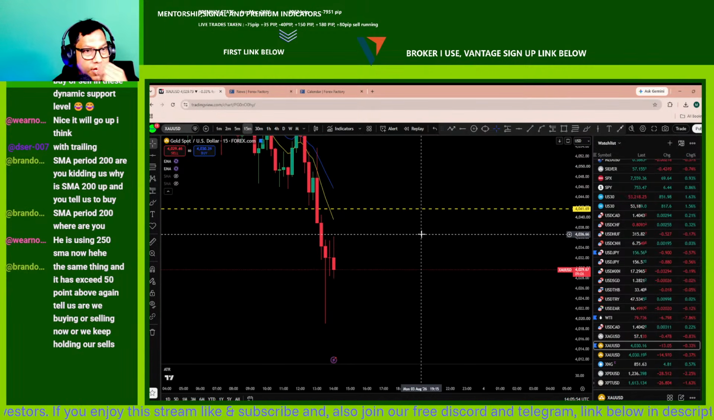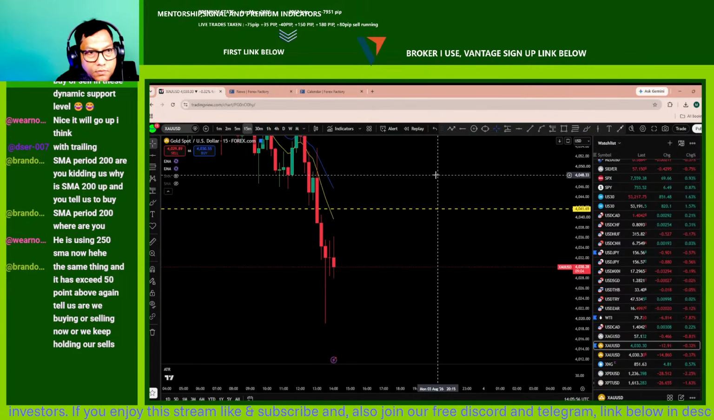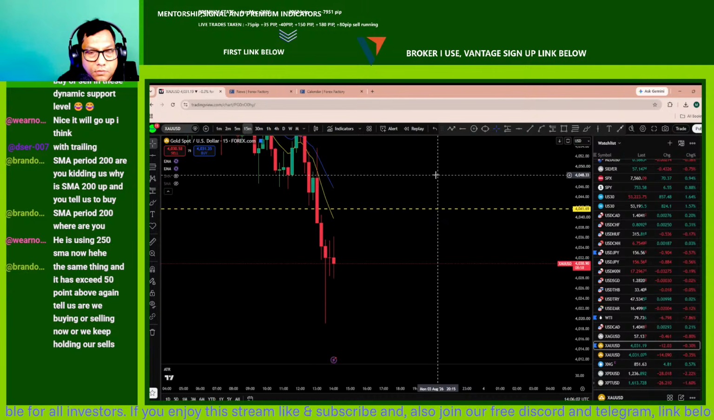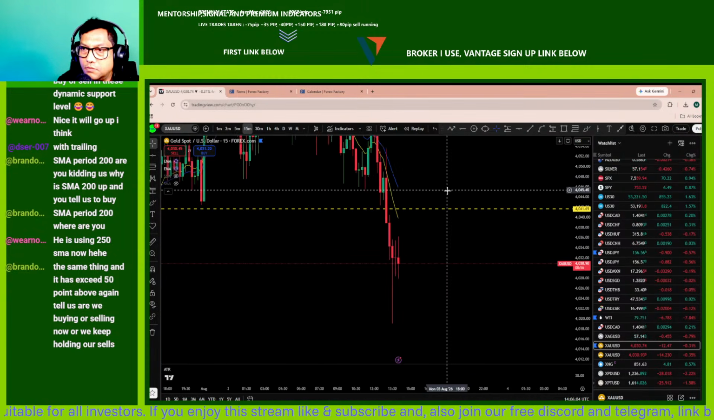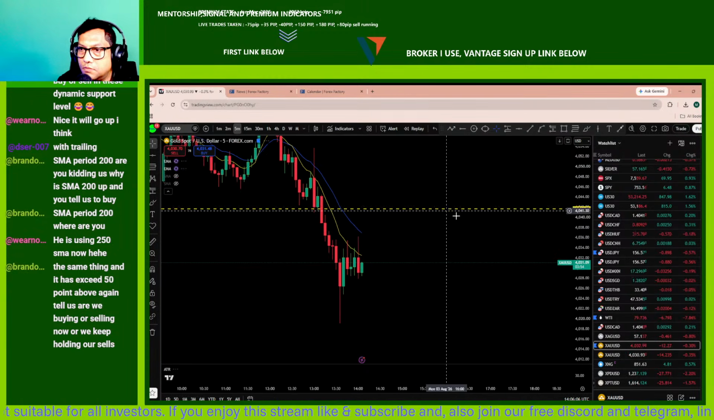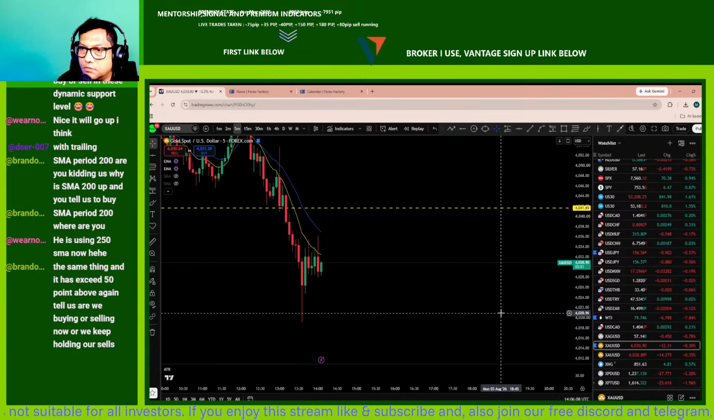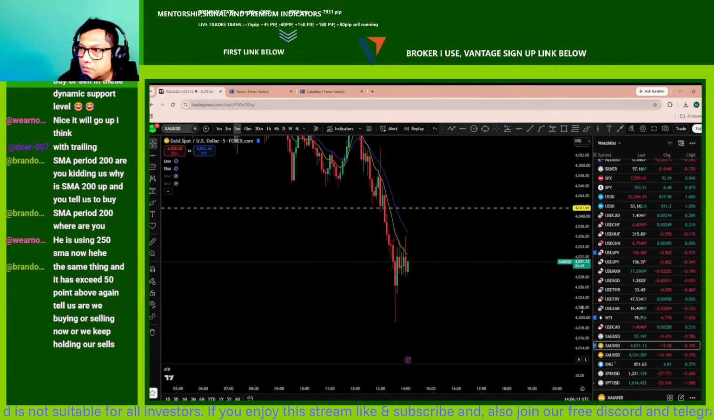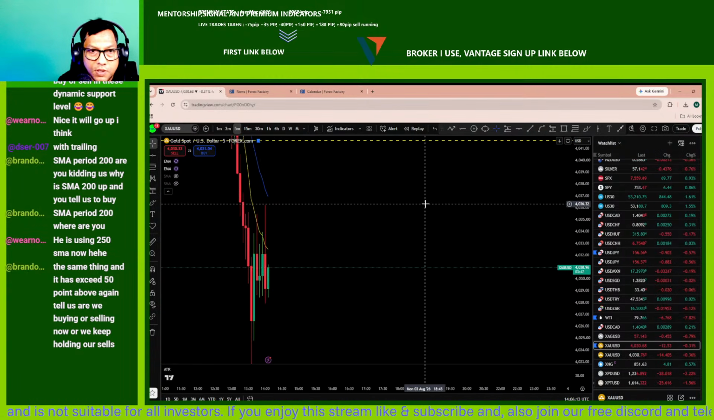With a few long wick candles here at this level that you can see, I think we might be able to see some selling opportunity in this area.